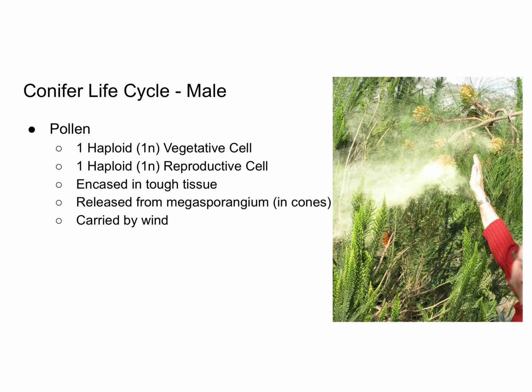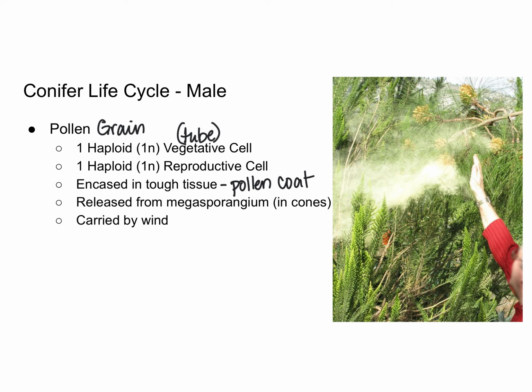So recall on the previous slide, we said that each pollen grain consists of a haploid vegetative cell, which is also called the tube cell, and a haploid reproductive cell, which is ultimately going to fertilize the female gamete, and it's encased in this tough tissue that's called a pollen coat.